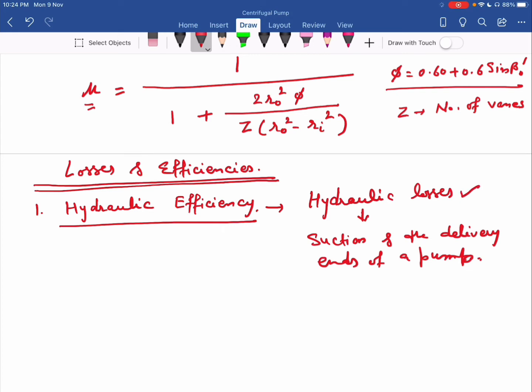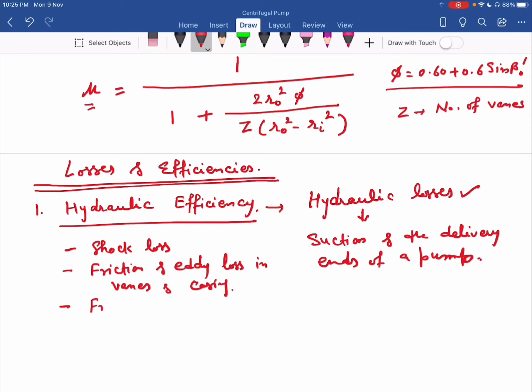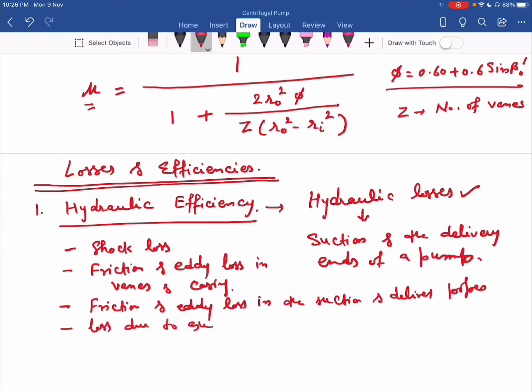are the hydraulic losses. So these losses include the shock loss at the entrance of the impeller, the friction and eddy loss in the vanes and the casing. Then further friction and eddy loss in the suction and delivery pipe. Then loss due to sudden change in area and direction of flow. So all such losses occur in the impeller from suction to delivery side. So those are the hydraulic losses, and all those losses are accounted for in hydraulic efficiency.